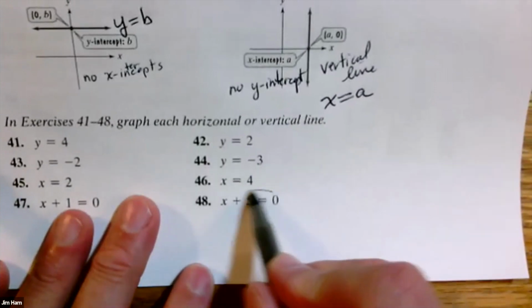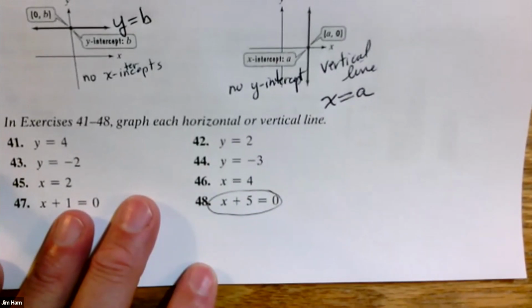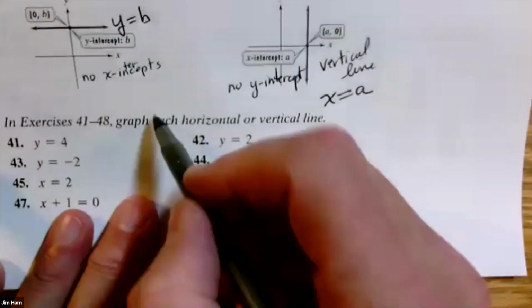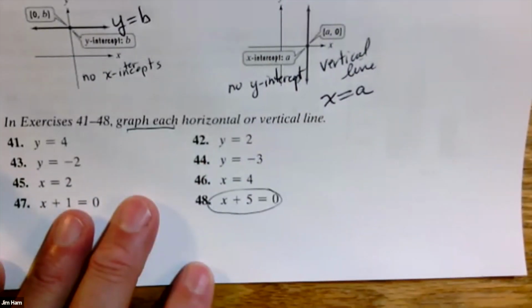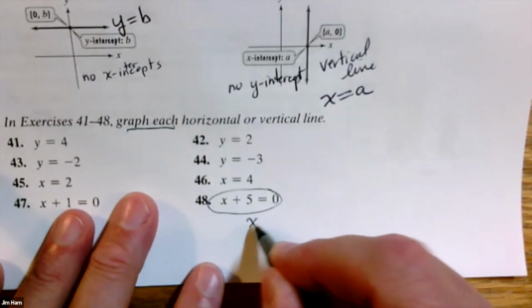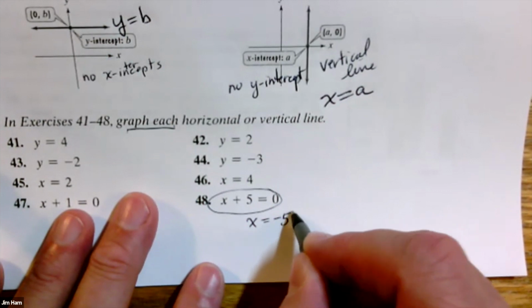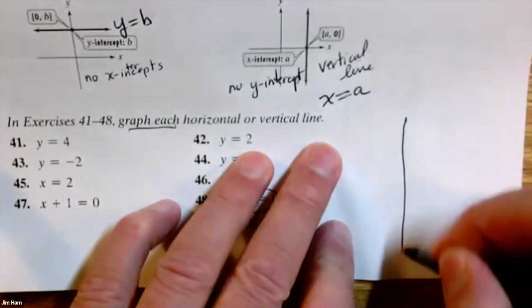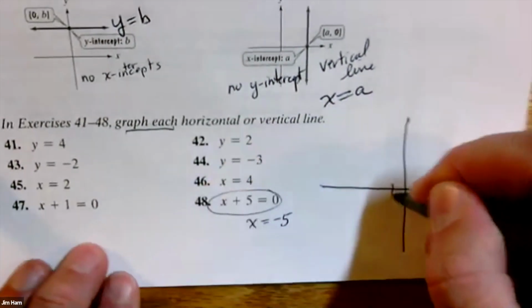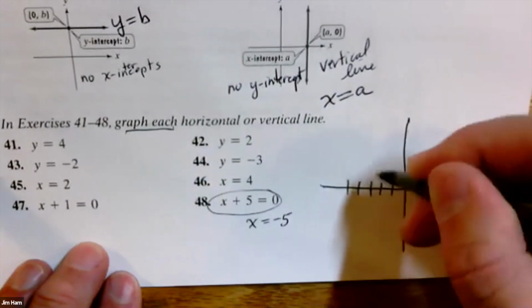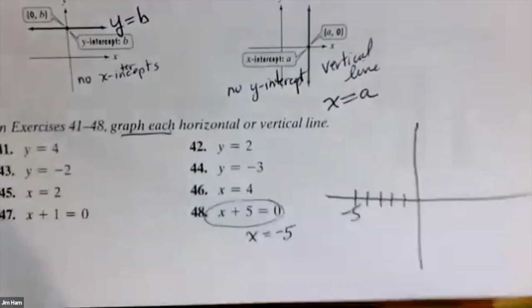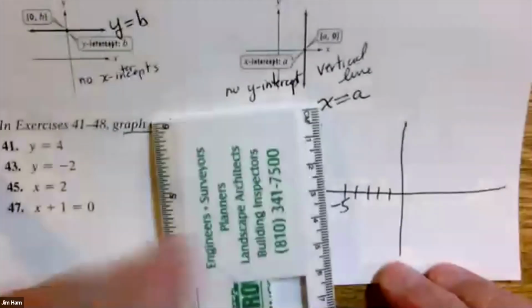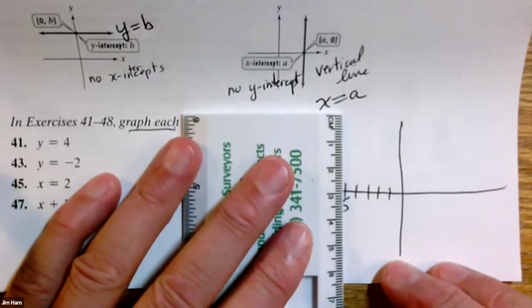All right, so in some cases, you'll be given equations. You need to know the context. It says to graph each line. So if you subtract 5 from both sides on this one, you have x equals -5. X equals -5 is a vertical line. So just go over here at 1, 2, 3, 4, 5, -5, and then draw a vertical line through -5.